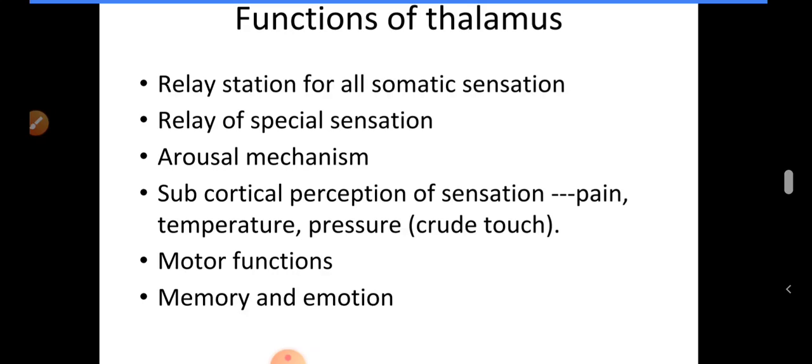The thalamus also has a role in arousal and alertness reaction. The majority of non-specific ascending impulses from the reticular activating system are relayed through the thalamus before proceeding to the cortex. So, the thalamus is involved in controlling the level of consciousness and maintaining the state of alertness and wakefulness.